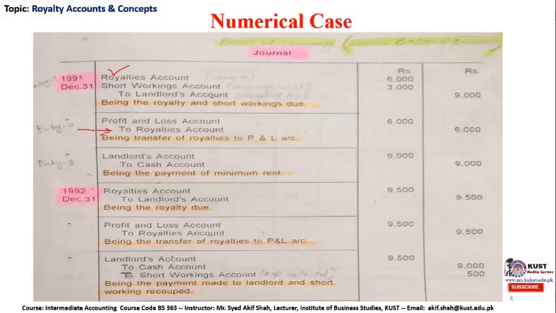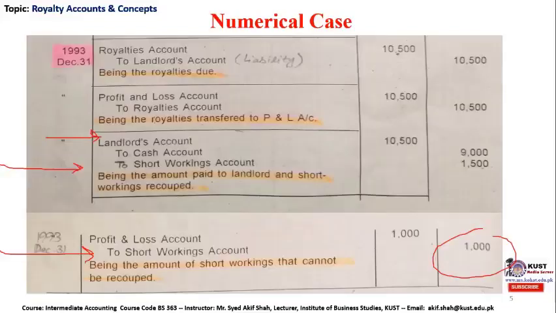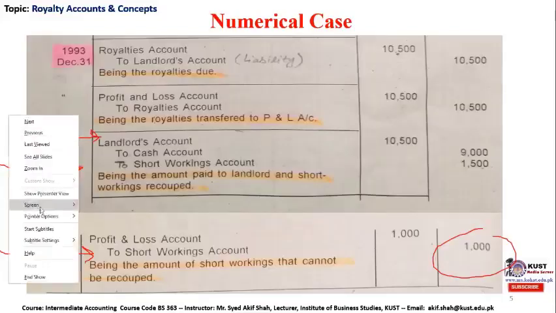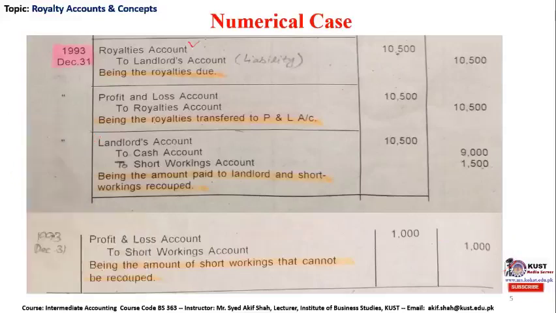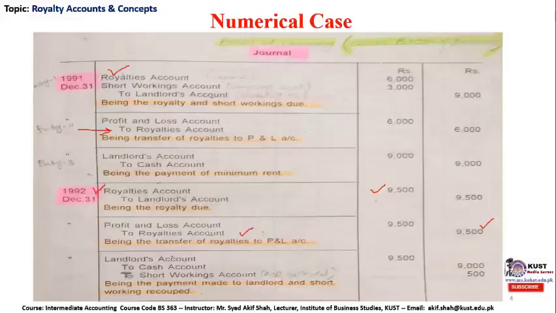Similarly, in the next year, it was debited by 9500, and then subsequently it was credited in the second entry in the second year, and once again the royalty was debited in the third year by 10,500, and subsequently in the next entry it was credited by 10,500 because of profit and loss account. So we have to pick up these values.